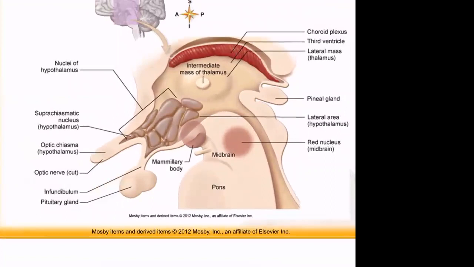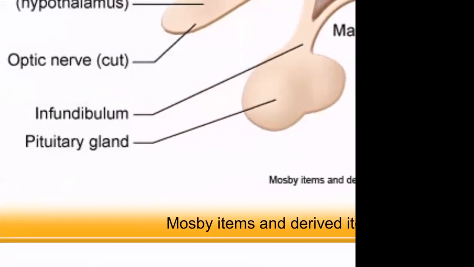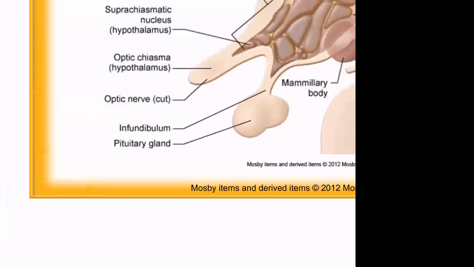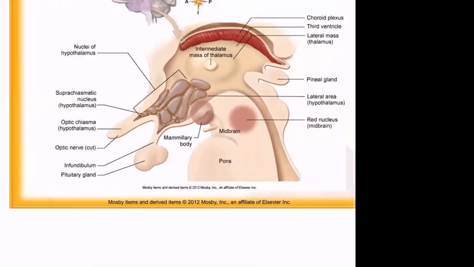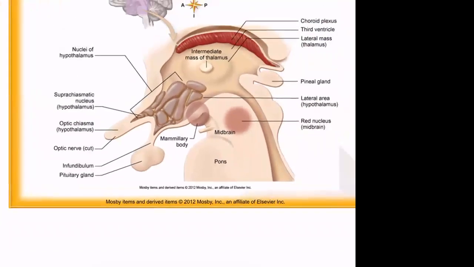Couple of things to note here in the diencephalon. There is a direct connection with the pituitary gland right here from the hypothalamus along what's referred to as the infundibulum. And the thalamus is a giant relay center.